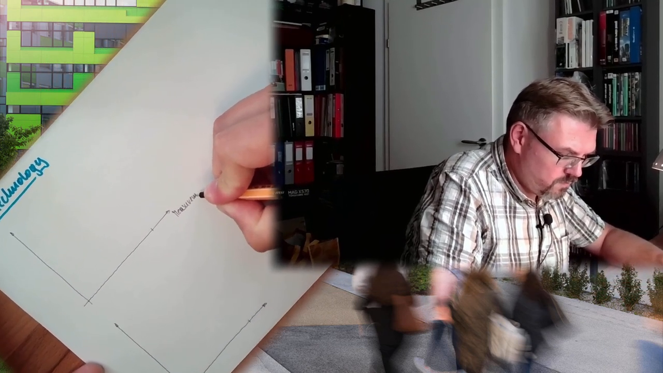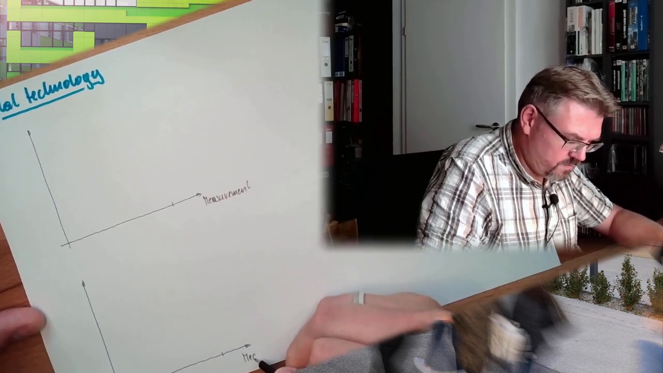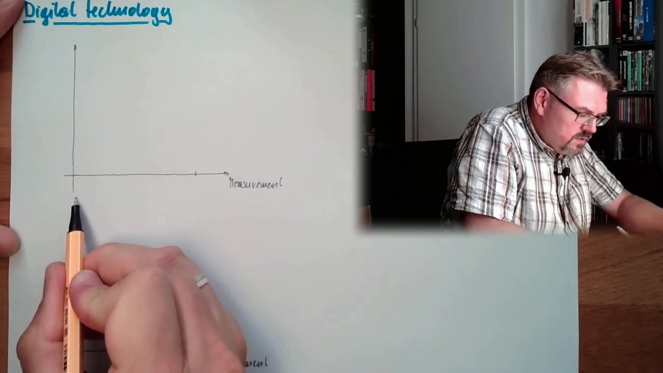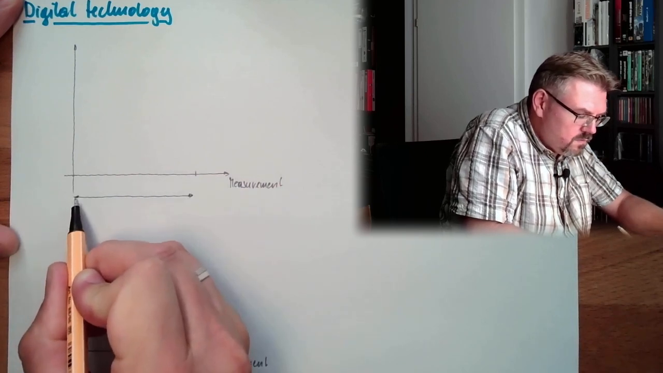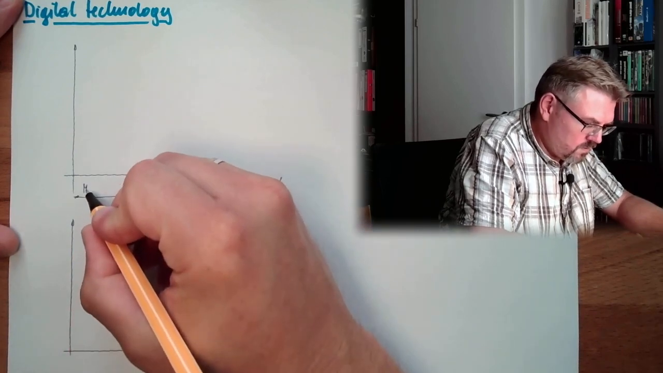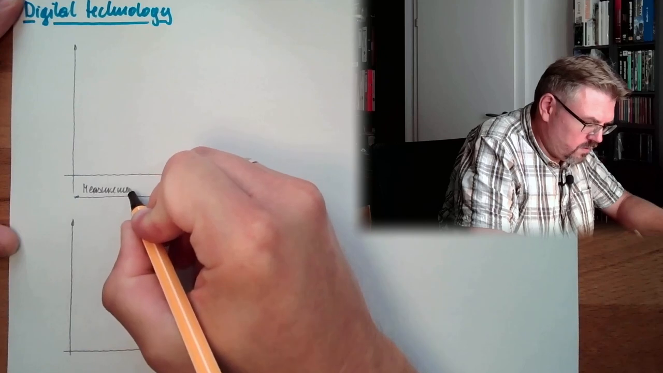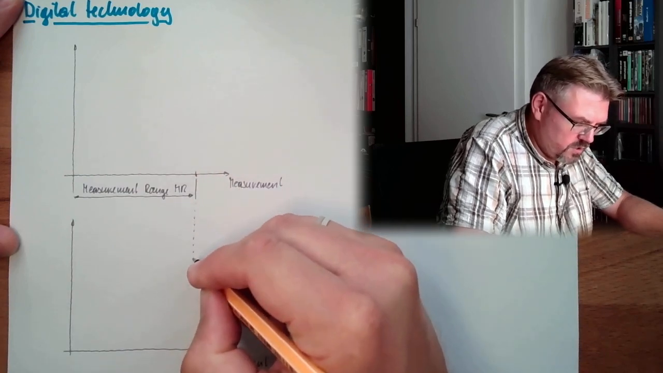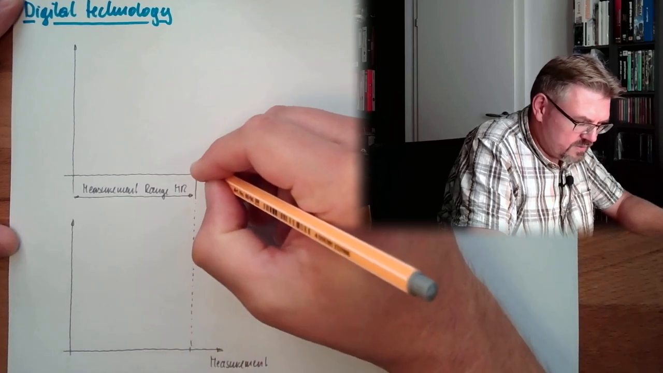Therefore, I've prepared two charts and I want to display one chart with analog and one chart with the digital representation. Well, in both charts, we have here the measurement. It's here and here the same. And here we have a certain measurement range, MR. It's the same here, okay? So the measurement range is exactly the same in both variants, okay?